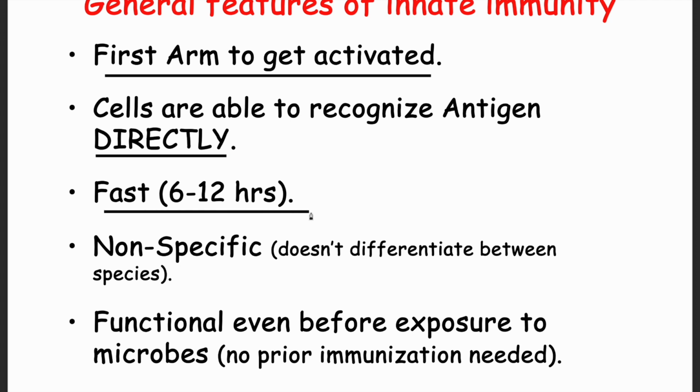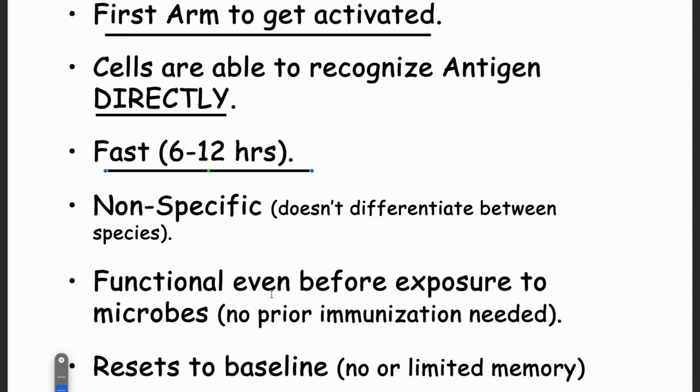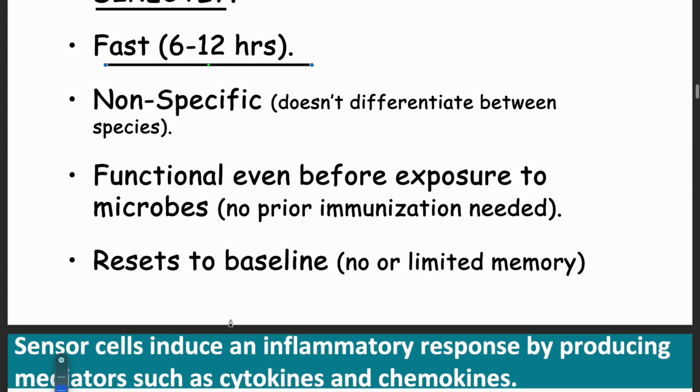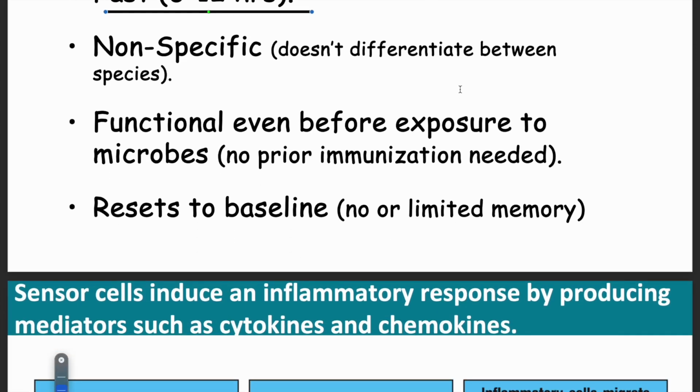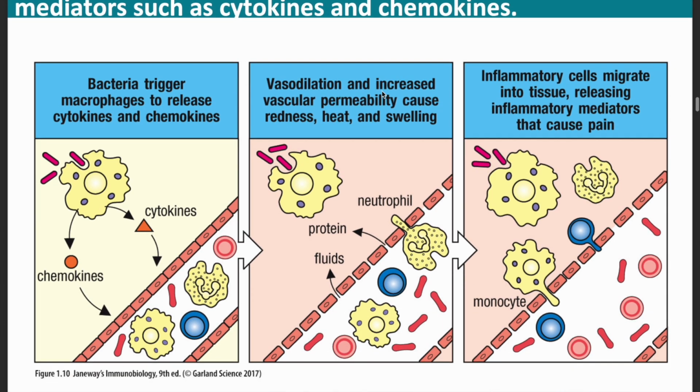It is fast, takes around 6 to 12 hours to develop. It is non-specific, and it is even functional even before exposure to microbes. لهذا سموها innate. It is present from birth. وهنا كاتبين no prior immunization needed. احنا لما ناخذ الفاكسينز we are strengthening the adaptive immunity. فبالنسبة للإنيت immunity ما نريد vaccines لأنه هي من الولادة موجودة عندنا و it doesn't have a memory. الadaptive immunity has a memory. الإنيت immunity does not have a memory.